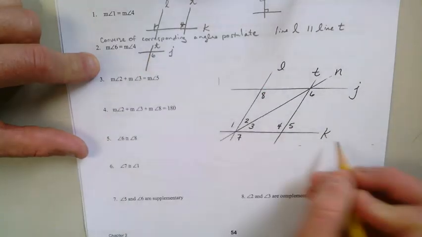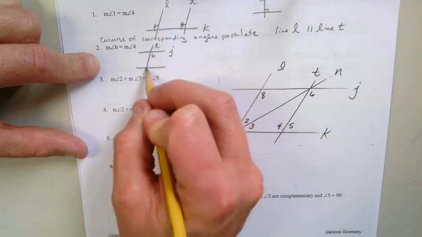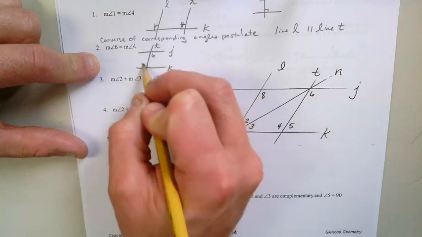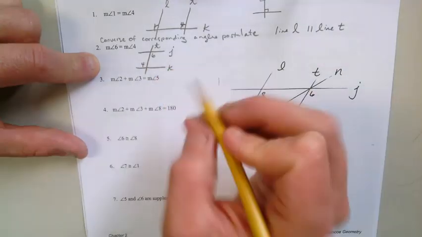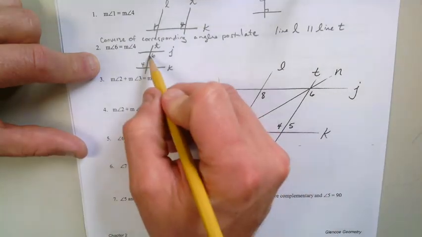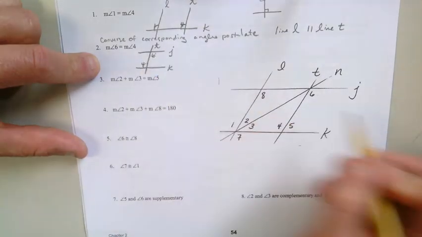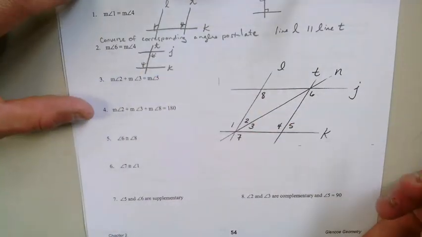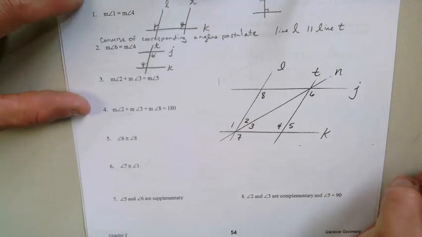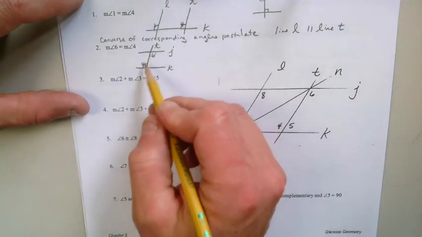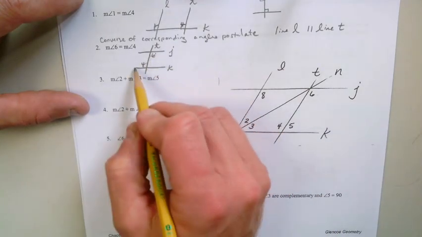And then line K. Now, what I'm looking at here is this. These angles are alternate interior angles. And according to the fourth statement, it says this: if the alternate interior angles are congruent, then lines are parallel.